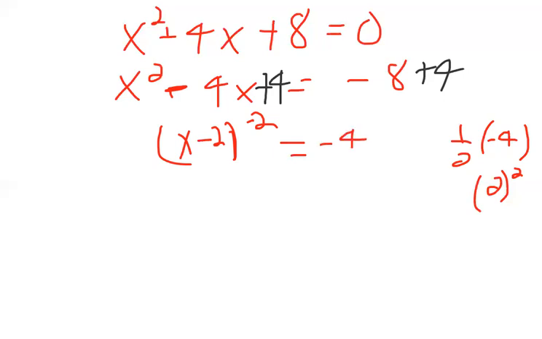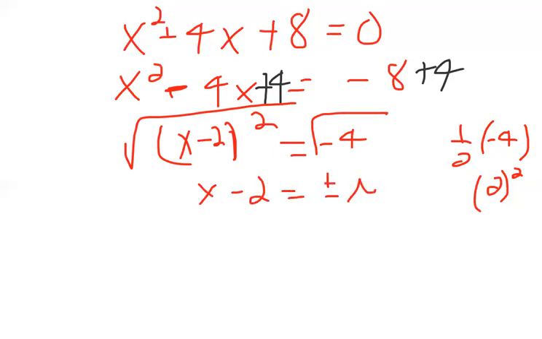There's no negative right here, guys. There's no negative there. That's a pen mark. All right, take the square root of both sides. So we get x minus 2 is equal to plus or minus 2i, because the square root of -4 is a 2i value, because it simplifies out.